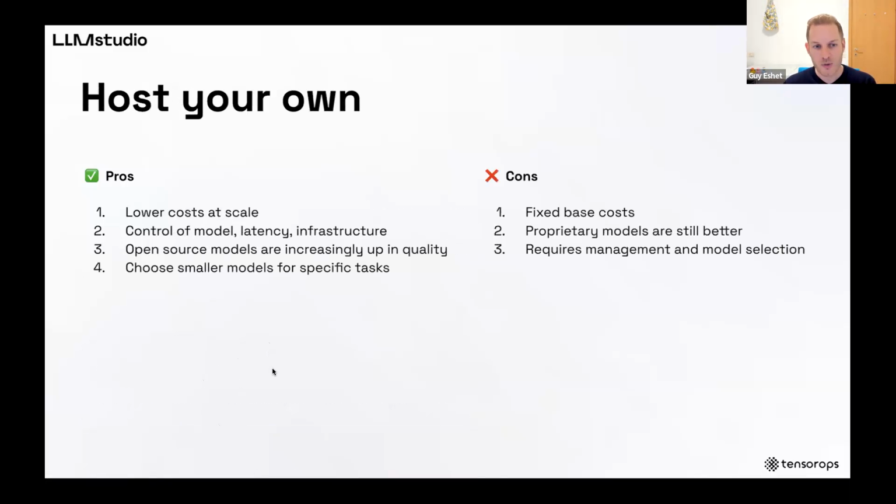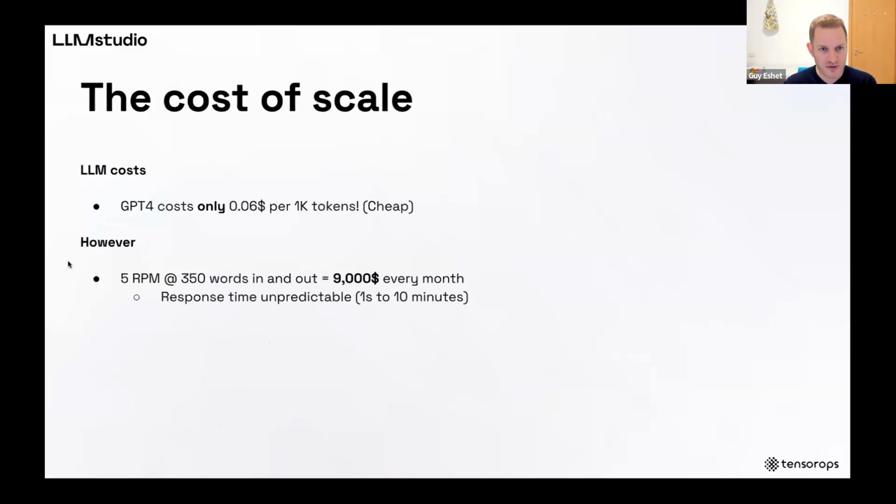Alternatively, what we can do is host our own model. Why would we do that? I want to go to this slide before and show this, for example. It seems cheap. GPT-4 is just 6 cents for 1,000 tokens. However, if you take this with 5 requests per minute and 350 words each in and out, which is quite reasonable when you talk to LLMs, you're going to get almost $10,000 a month.